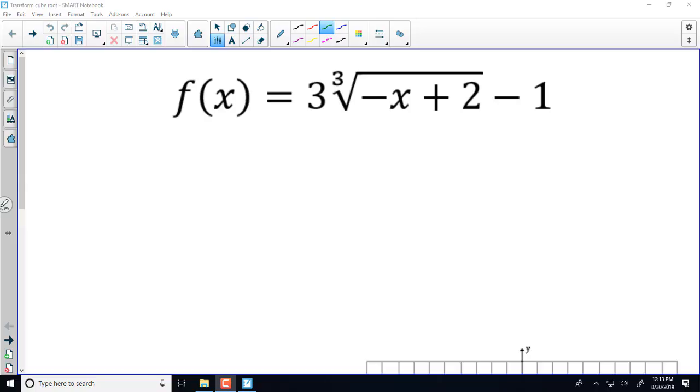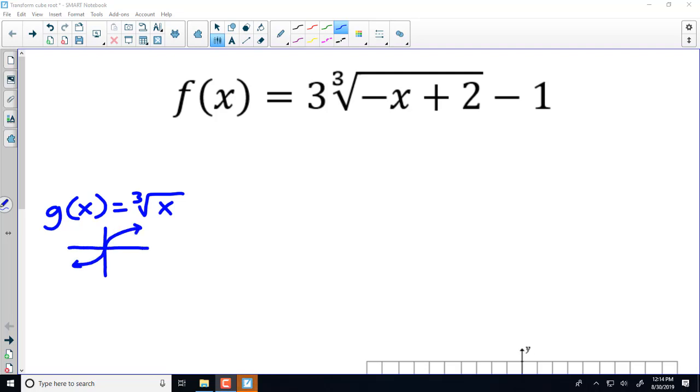Hello everyone. We are going to transform another graph. This time we're going to be transforming the cube root graph. Now the cube root graph can be a little bit frustrating to draw, so we'll just do our best. And the original cube root graph looks something like this. So we'll just see what we can do.